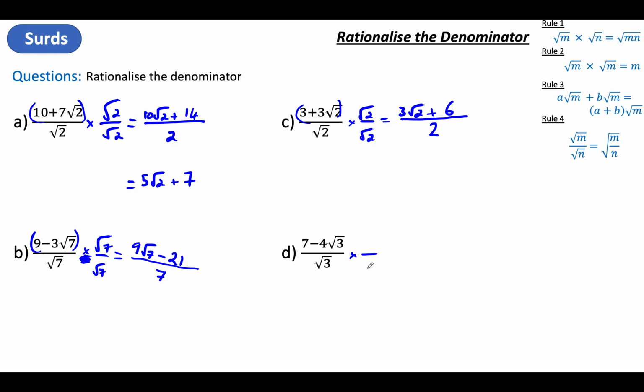And my last one, root 3 times by top and bottom. What do we get? And I'm going to put that in a bracket so I can visualize it. Right, root 3 times root 3 is 3. 7 times root 3 is 7 root 3. Now, root 3 times root 3 is 3, times by the 4 is 12. And I can't divide those all by the same number, so it stays as it is. Good. Right, last little bit then.